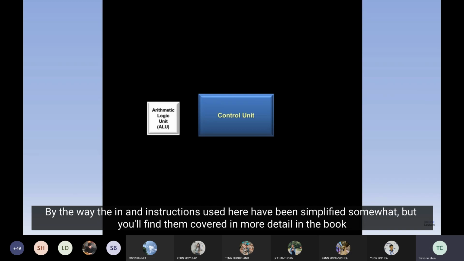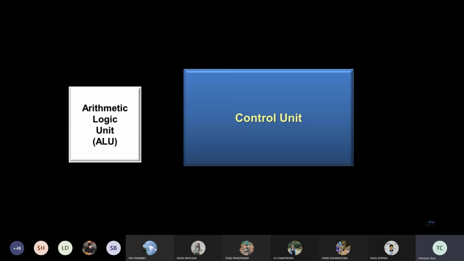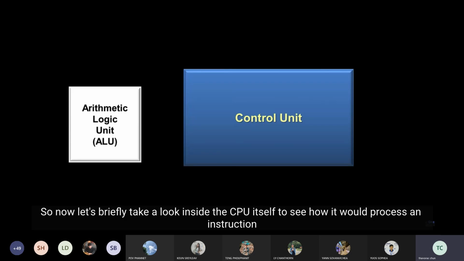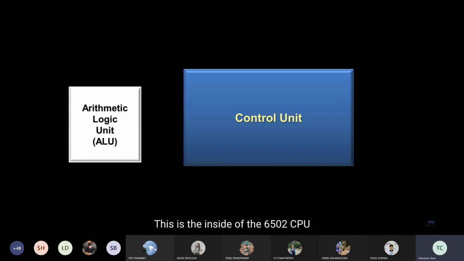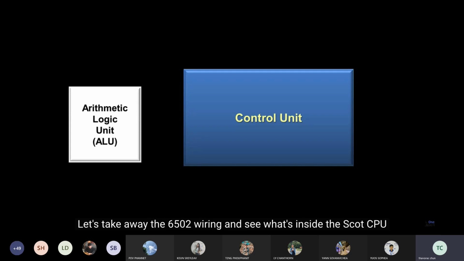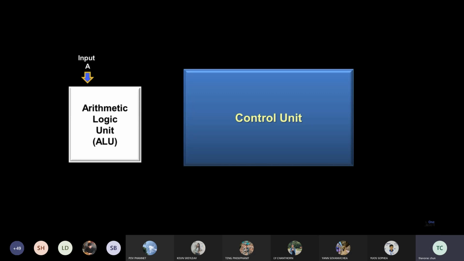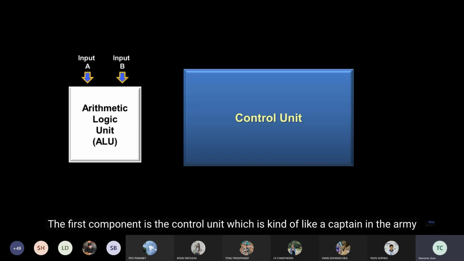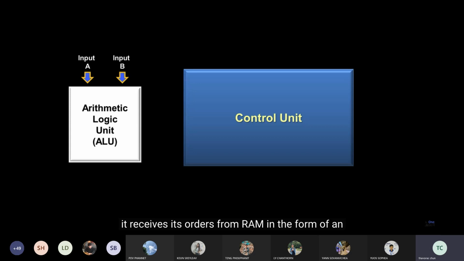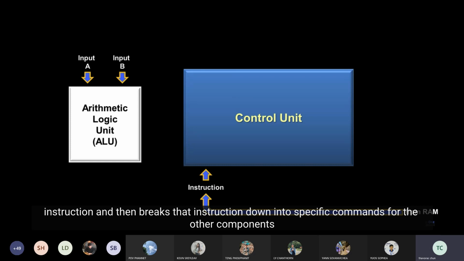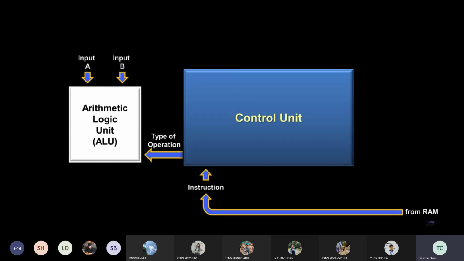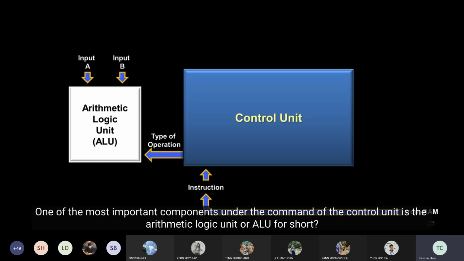One of the most important components under the command of the control unit is the arithmetic logic unit, or ALU for short. The ALU is what performs all the mathematical operations inside the CPU, such as addition, subtraction, or even comparison like we saw earlier. The arithmetic logic unit has two inputs. We'll label them input A and input B, and assume they are two numbers from some previous load instructions. Now we might want to add those two numbers together. The control unit receives that instruction from RAM and then tells the ALU what type of operation to perform. The ALU performs the operation and then outputs the answer.